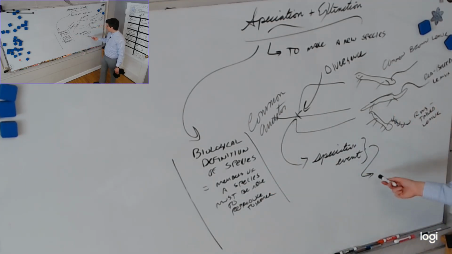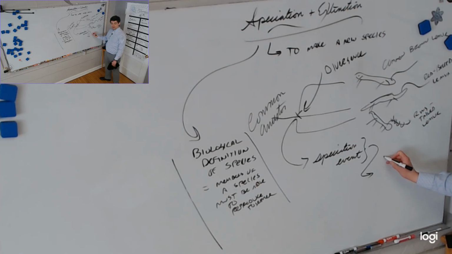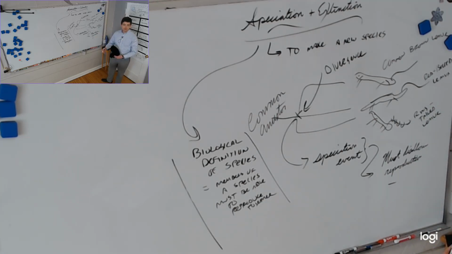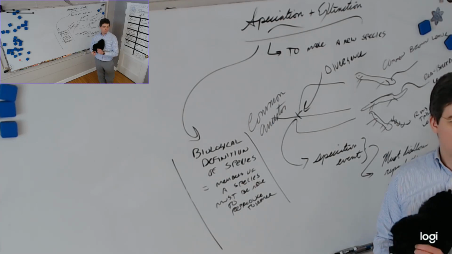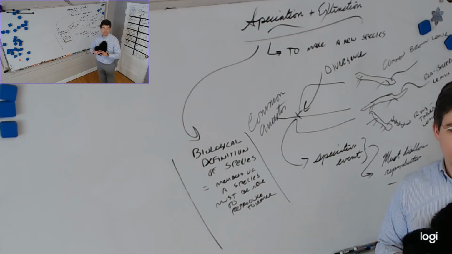So what at its core must happen with a speciation event? It must disallow them from doing what? Reproduction. What are some examples, do you think? What's a main one? What external thing could happen that causes them to not be able to breed anymore?